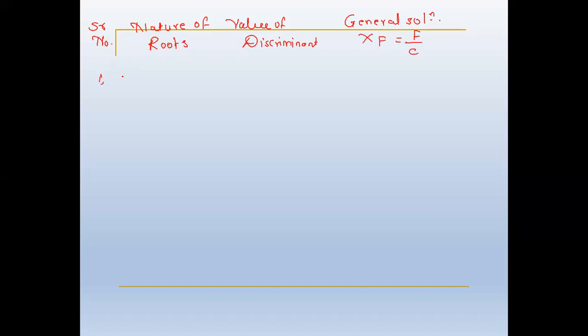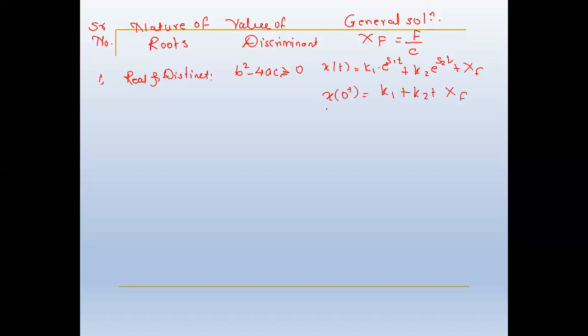First, when the roots are real and distinct, b square minus 4ac is greater than 0. It can be written as x of t is equal to k1 e raised to s1t plus k2 e raised to s2t plus xf, where x of 0 plus is equal to k1 plus k2 plus xf, and x dash of 0 plus is equal to s1 k1 plus s2 k2.